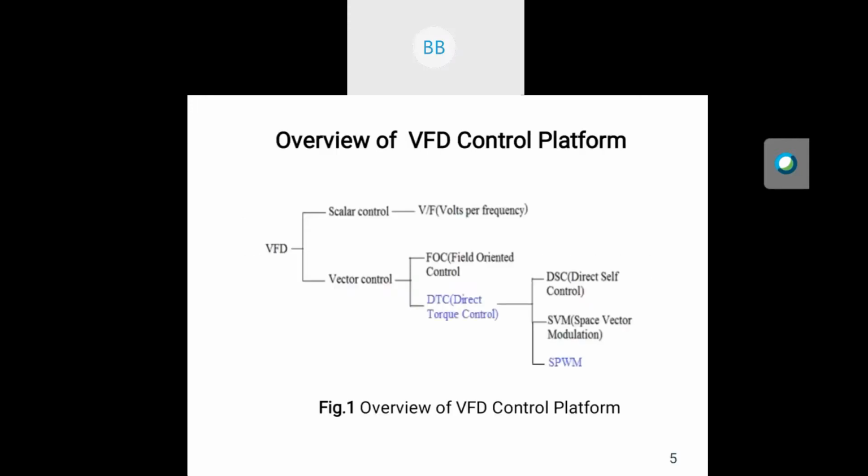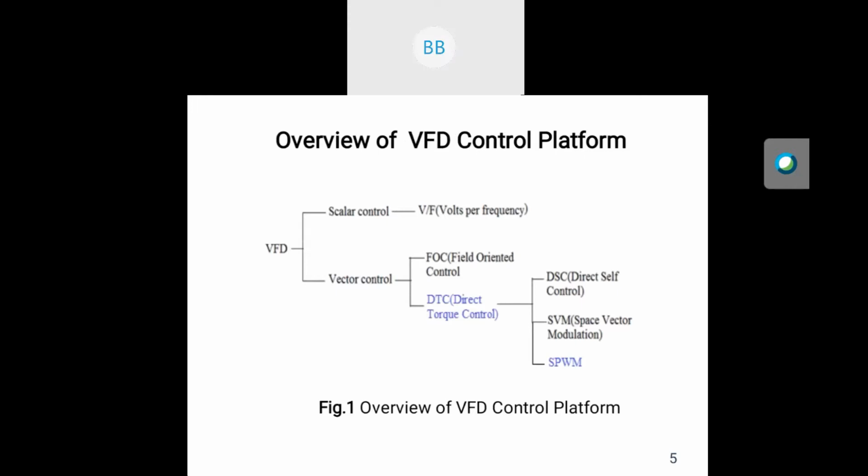Overview of VFD control platform. This figure 1 shows overview of VFD control platform. So VFD control platform or variable frequency drive is nothing but a type of adjustable speed drive which is used in electromechanical drive system to control AC motor speed and torque by varying motor input frequency and voltage. So this platform is divided into two types. One is scalar control and another is vector control.